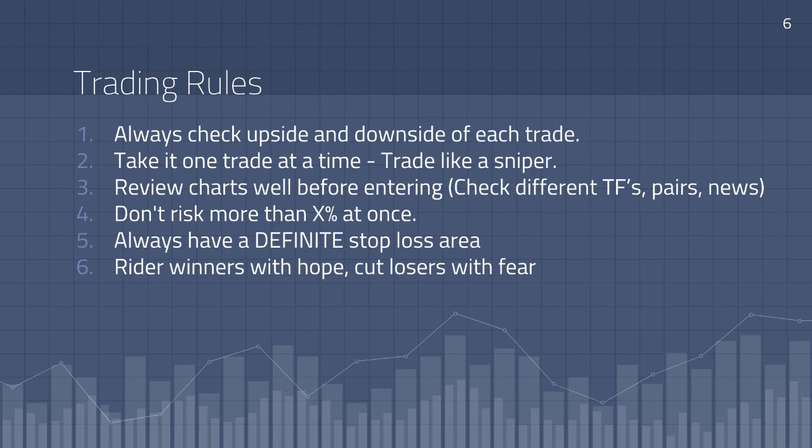Okay, let's go to the next one. So the trading rules, here they are, 6 of them. First is always check the upside and the downside of each trade idea. Now this means that if you're looking, like for example now I'm waiting for the dollar to weaken, I need to find reasons that it could go up as well.